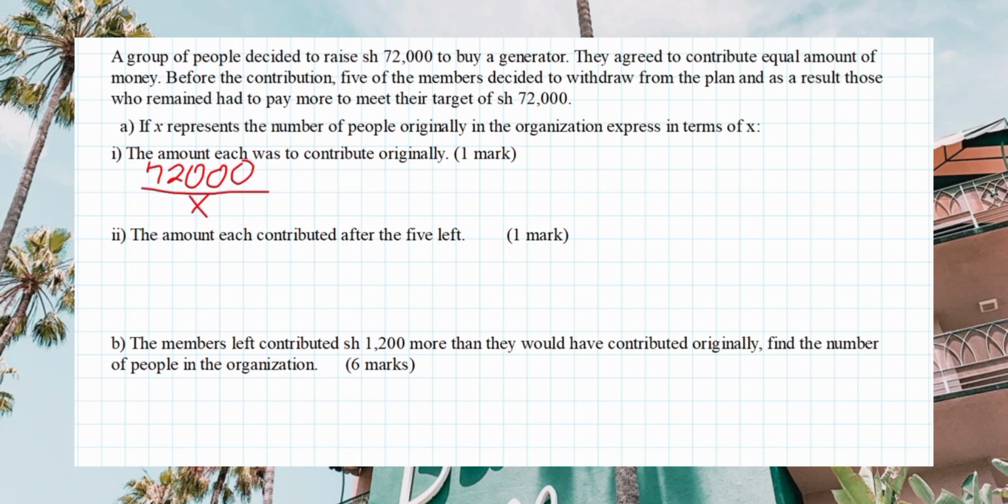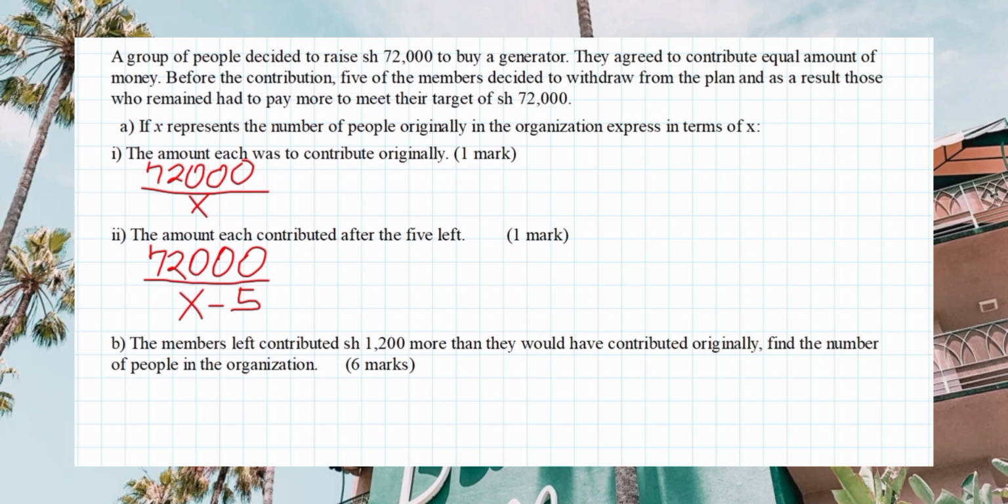But then we've been told that before they could contribute, 5 people have left. So if 5 people have left and we are still to contribute 72,000, then it means we take the 72,000 and divide by x minus 5. So the expression that represents the amount each person is contributing is 72,000 divided by x minus 5.